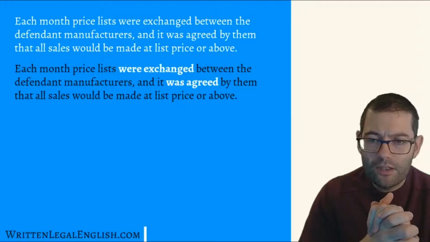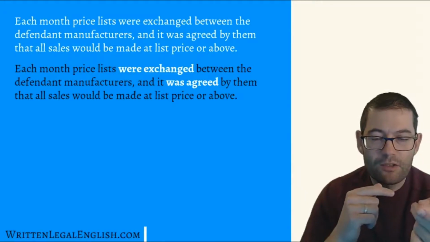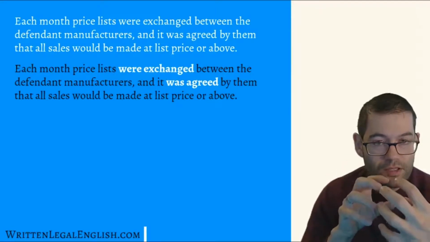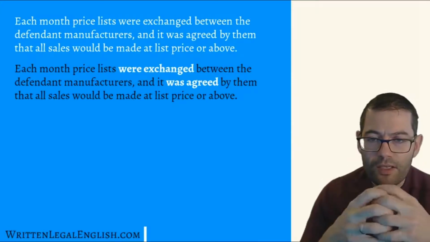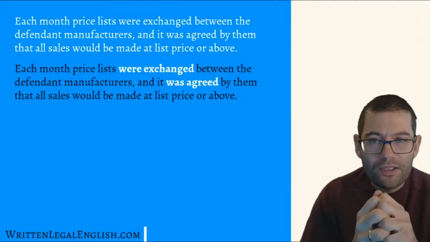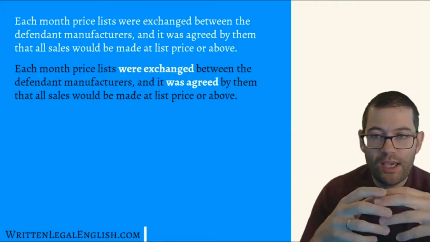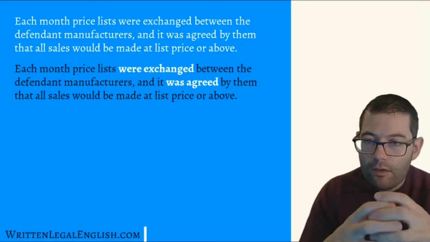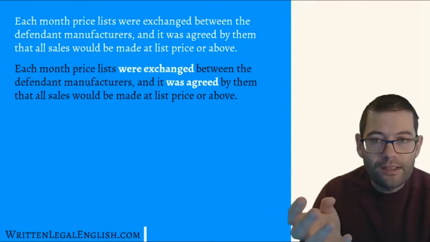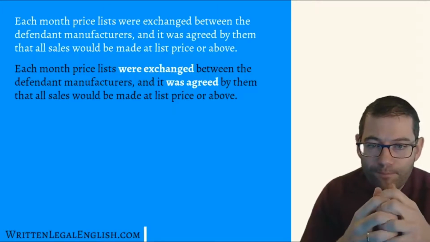Now, the question you've got to ask yourself here is, first of all, do we need to create distance between the defendant manufacturers and their actions? No, we don't. In fact, we need to connect the actions to the people who are doing those actions. So the question then becomes, are the actions more important than the people doing them? There could be a context in which the actions are more important. Of course, we don't have the whole context, we just have this one sentence. So this sentence could be using the passive correctly.